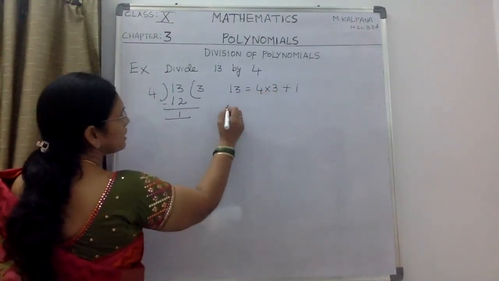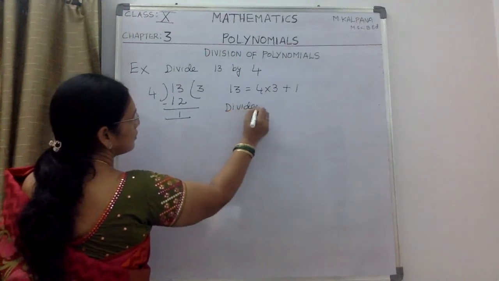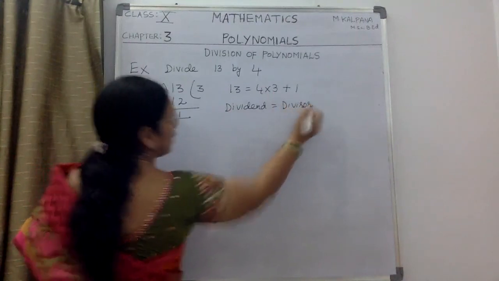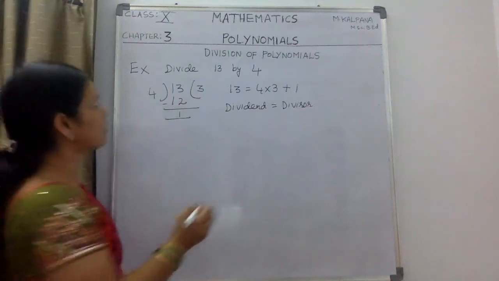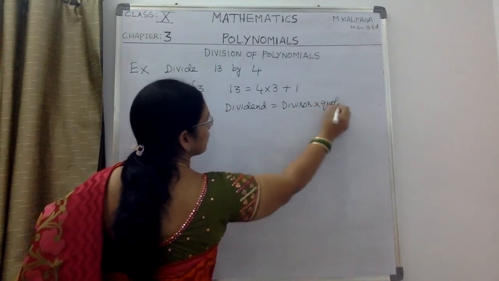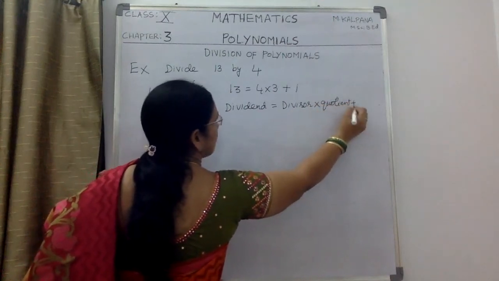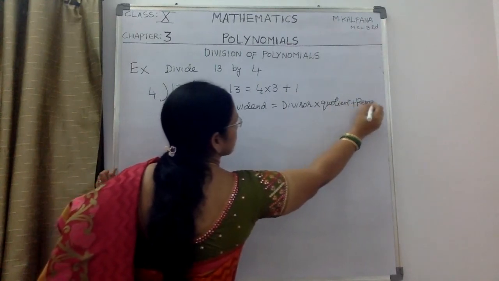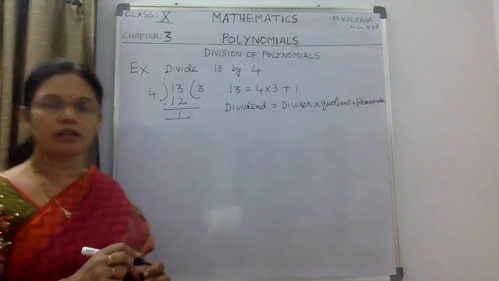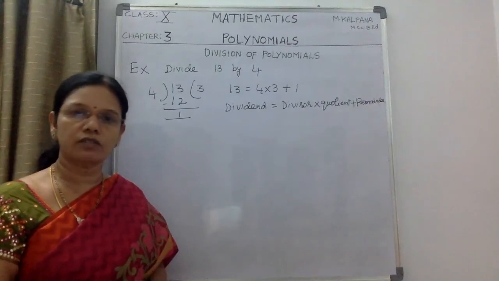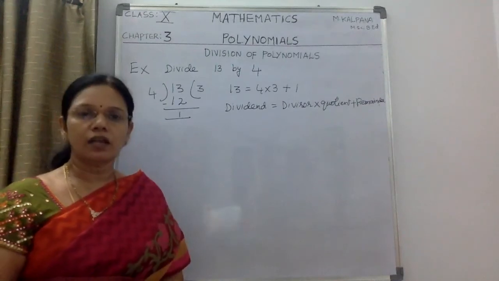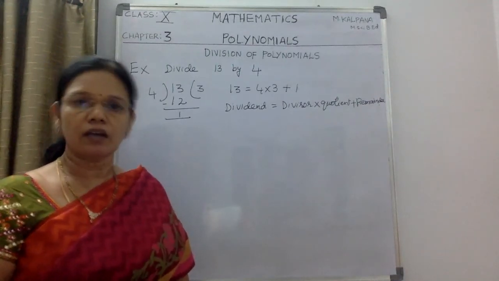That means 13 is the dividend and 4 is the divisor. And what is 3, children? 3 is the quotient. Divisor into quotient. What is 1 then? Remainder. So we know this. Here we have taken the example of two positive integers. In the same way, we can take the example of any two polynomials. Then we can divide one polynomial by the other polynomial.